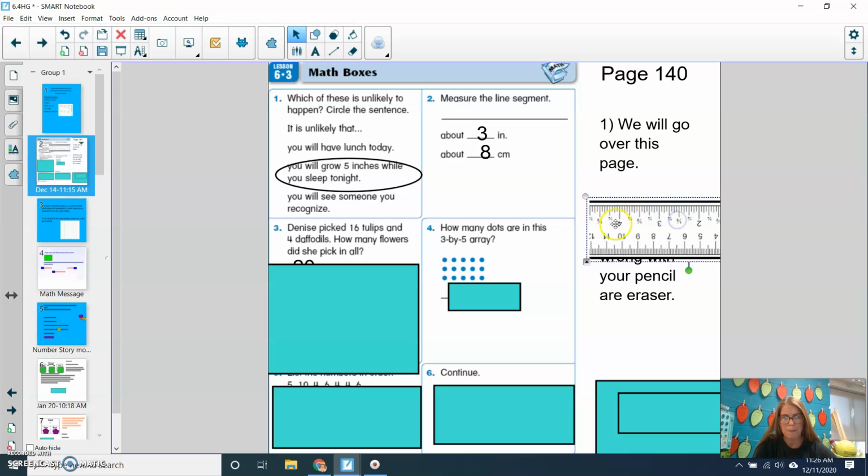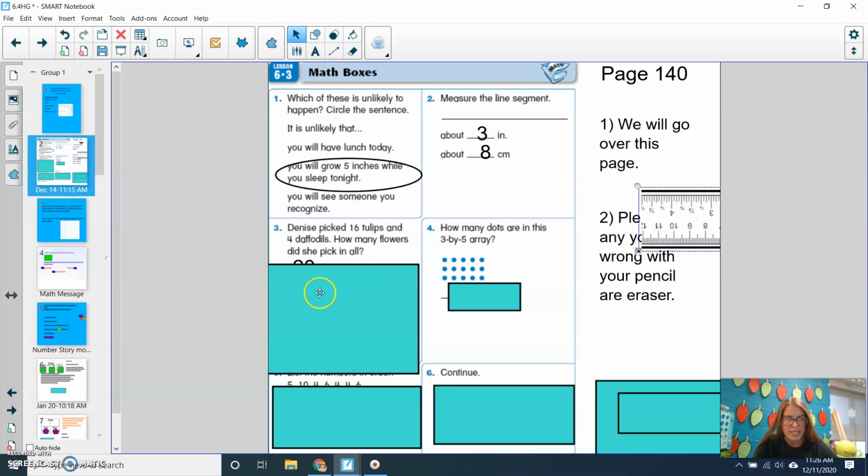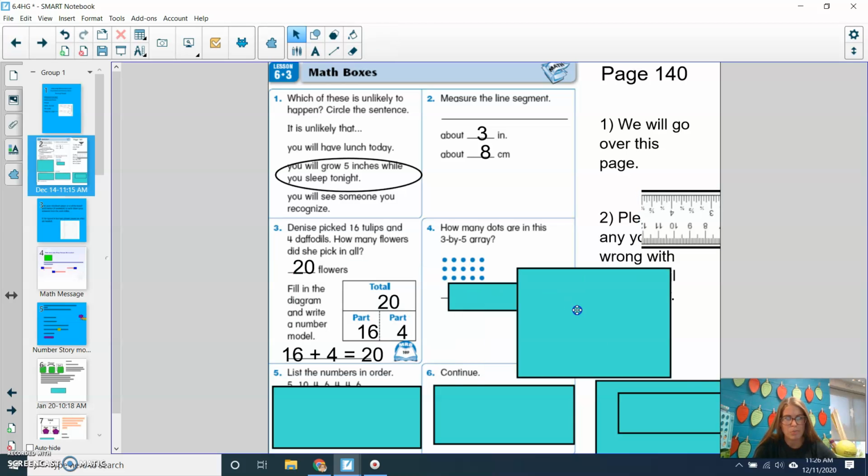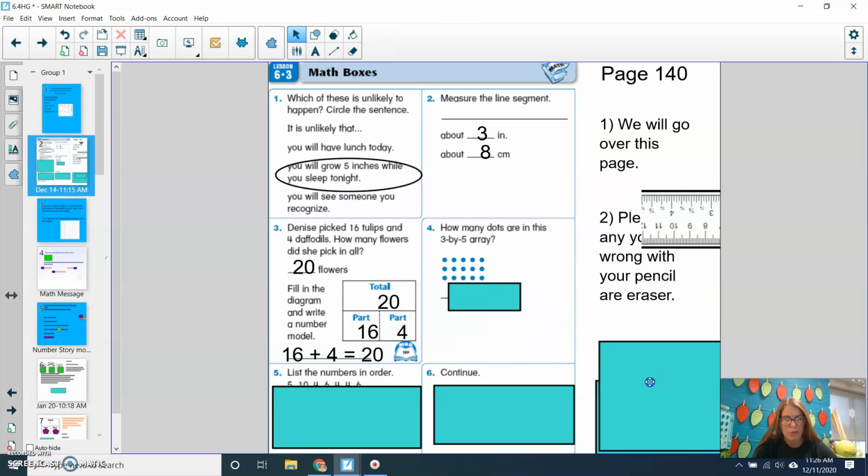For question 3, Denise picked 16 tulips and 4 daffodils. How many flowers did she pick in all? So I plugged in my information, my 16 and my 4, which gave me the number model 16 plus 4 equals 20. So 20 flowers. For question 4, how many dots are in this 3 by 5 array? So you could have counted by 3s, you could have counted by 5s, and you should have had 15.